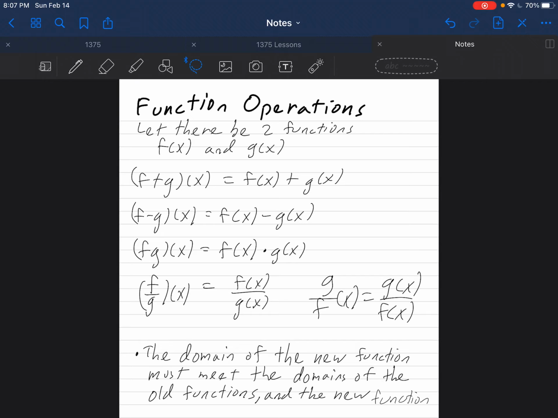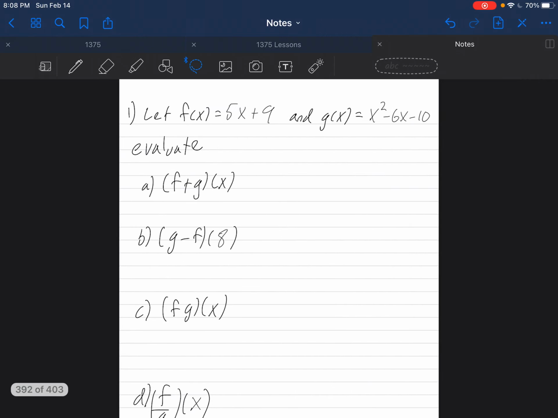Be careful again with f divided by g. Notice that this is now making a rational function. So we do have to keep track of those rules. So let's work on some of the operations first, right? Something like f plus g.